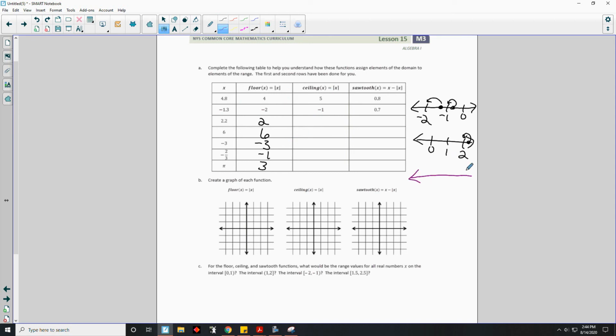So if I have this number line here, the first two were done for us. 2.2, well, here's 2. Here's 3. 2.2 would be over here. What's the first number to the right of it? That's an integer. 3. 6 is just 6. -3, simply -3. So if it is an integer, it's that value. So the floor and ceiling are the same.